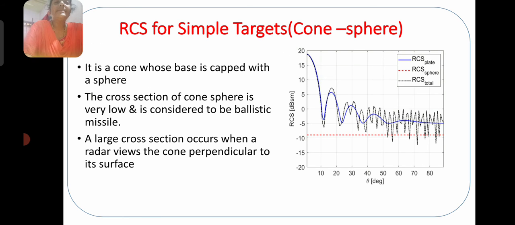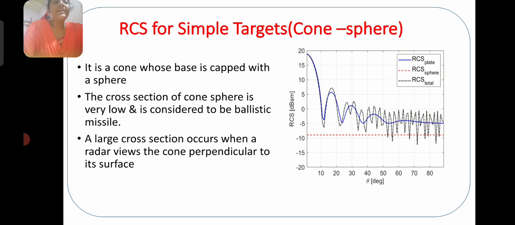The next simple target is the cone sphere shape. It is a cone whose base is capped with a sphere, and the cross section of the cone sphere is very low and is considered to be a ballistic missile. A large cross section occurs when a radar views the cone perpendicular to its surface.